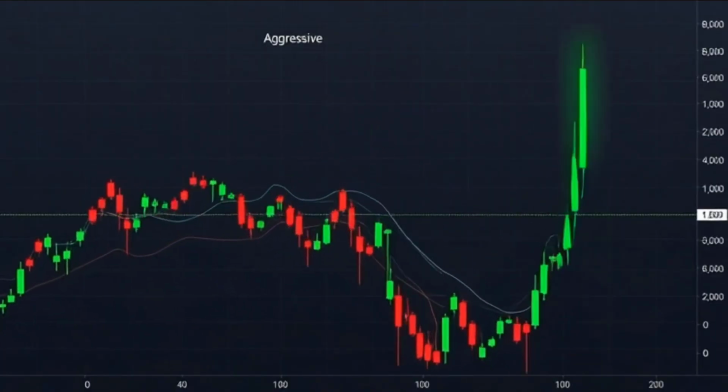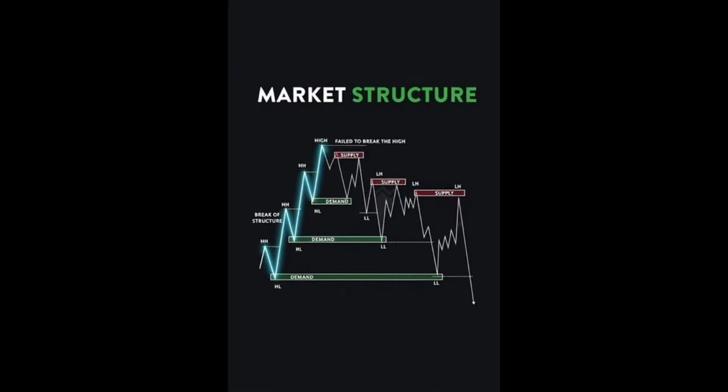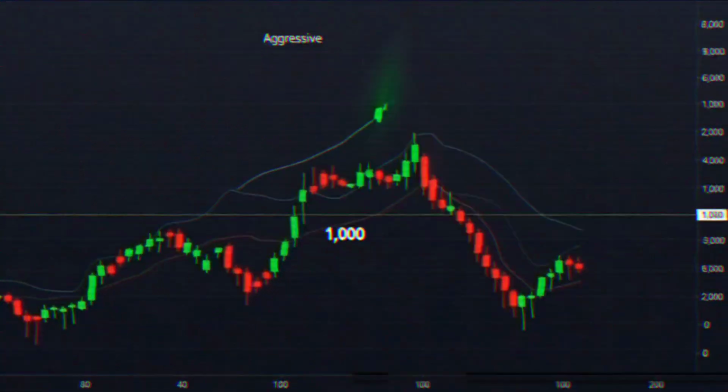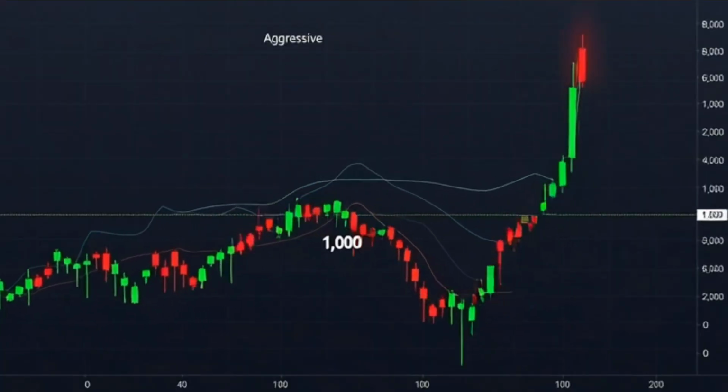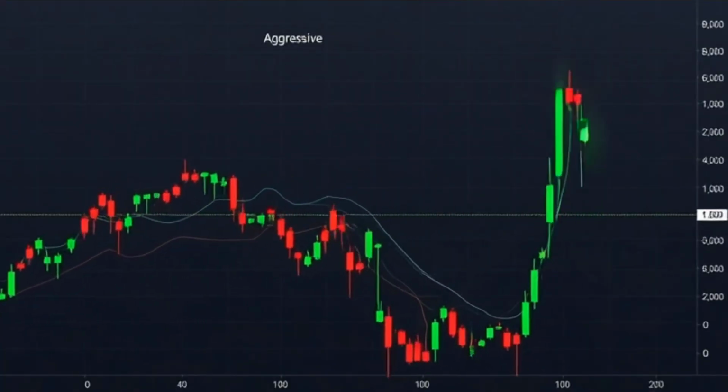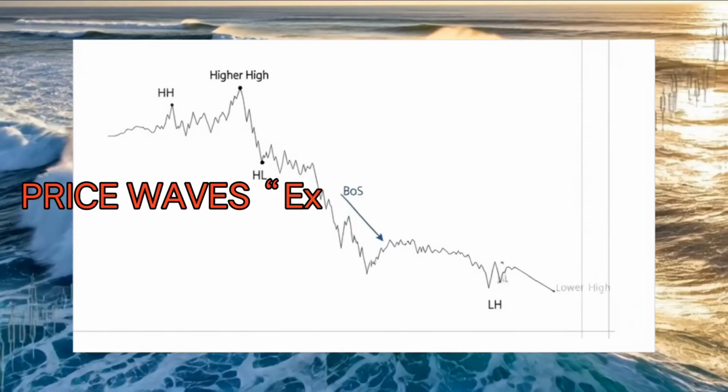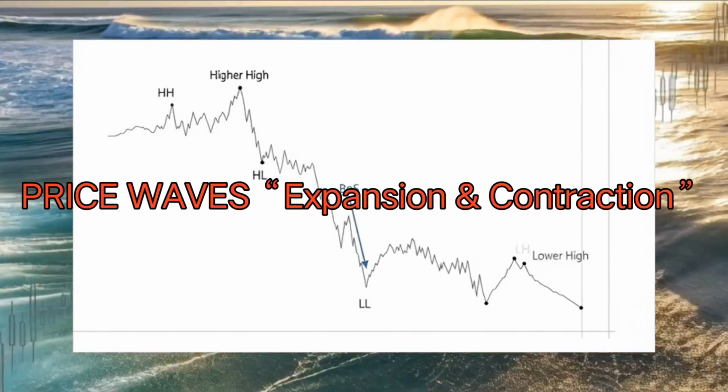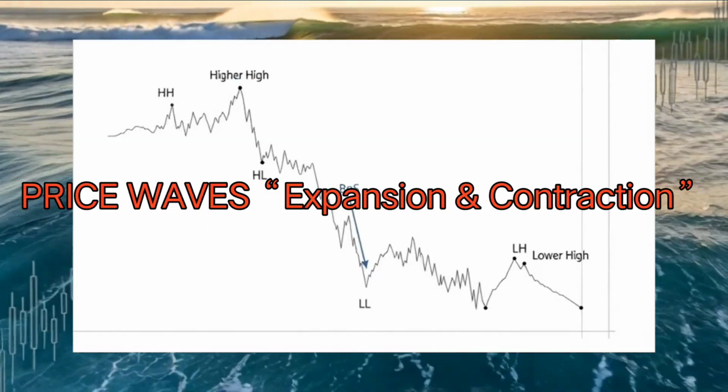That's it. Indicators try to measure this, but price itself already shows it. Long wicks, absorption. Strong impulsive candles, aggression. Slow grind, balanced order flow. If you don't understand order flow, you're trading blind.